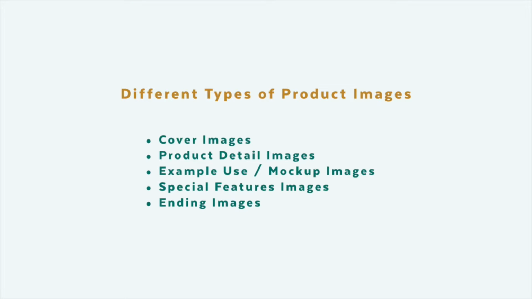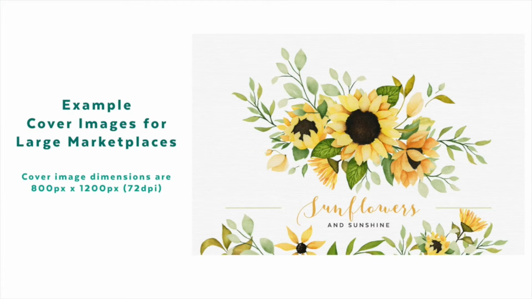The cover image is the first image that your buyer sees. The product detail images show your buyer exactly what they're going to get. Example use and mock-up images will show your buyer how they can use your products. Special features images showcase any special details that your product has to really highlight those details. And ending images showcase your product in a special way or give something special to your buyer, for example, if there is a special bonus that's included in the product. Now let's go over some example images.